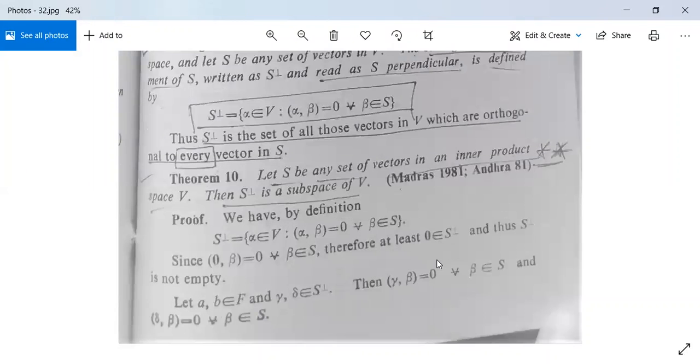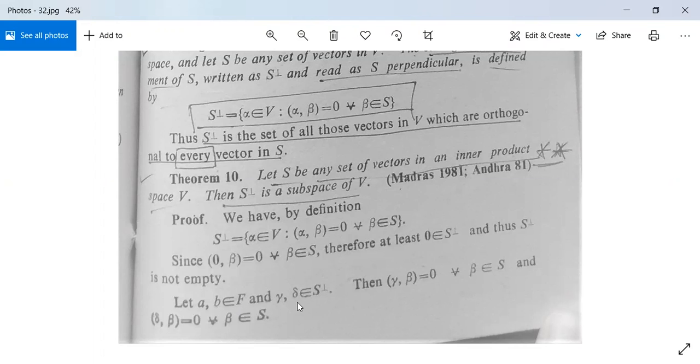Next, there is a theorem. Let S be any set of vectors in an inner product space V. Then S perpendicular is a subspace of V. तो देखिए इसका proof. We have by definition S perpendicular is equal to alpha in V such that inner product alpha beta is equal to 0, जो definition दिया है उसके according. Inner product 0 beta is equal to 0 for all beta in S. Therefore, at least 0 belongs to this set S perpendicular, and thus S perpendicular is non-empty.